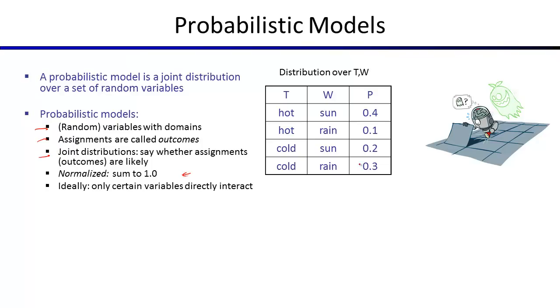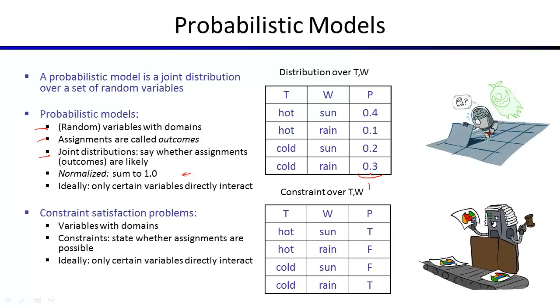Has to sum to 1, so all these entries have to sum to 1. And what we'll look at in the future is a way of specifying these models where not all variables interact directly, so there are only indirect interactions between variables, and that will allow us to specify these models in a less extensive way. You don't have to build a full table, but you can just specify interactions between small sets of variables. Just like in CSPs, where we're just able to specify constraints between small sets of variables, we'll see something similar here in the future lectures.